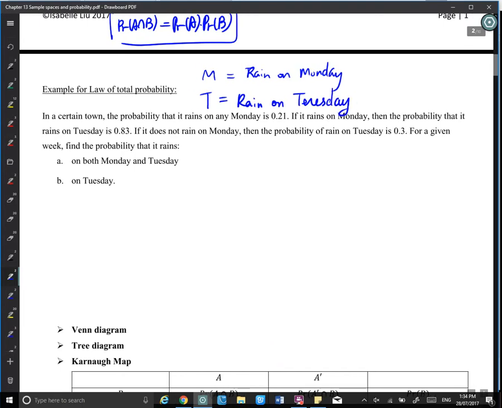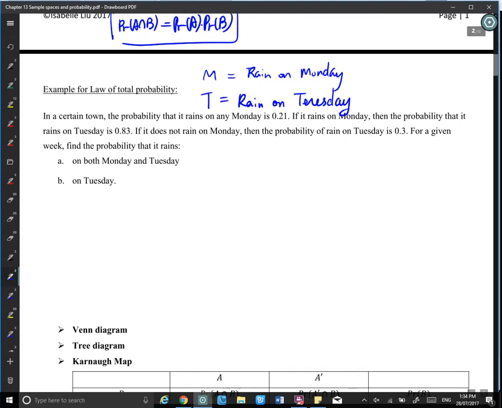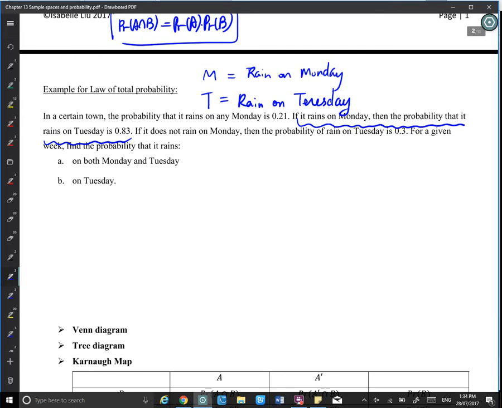Okay, can you use a mathematical representation to help me represent the sentence? If it rains on Monday, then the probability that it rains on Tuesday is 0.83. Just P(R) equals what? I don't want a sentence, I want a math equation.